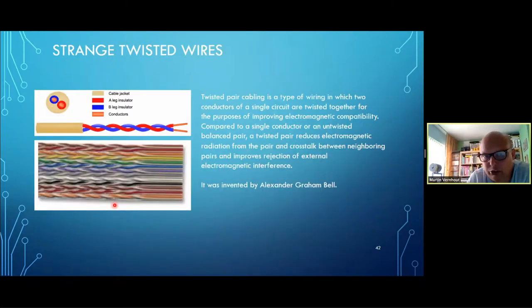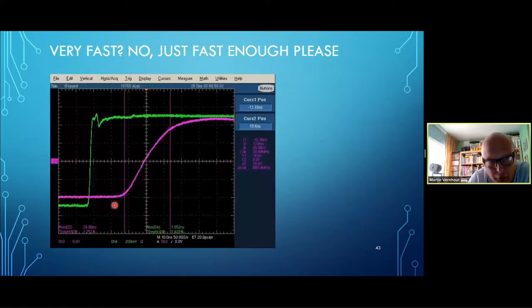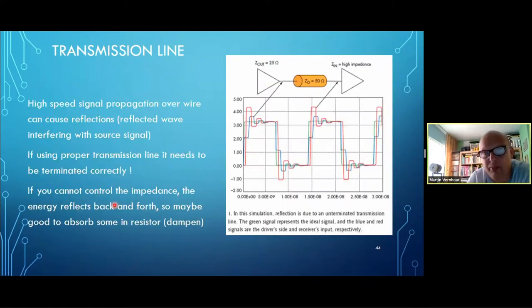You could use twisted wires. They are not strange at all. They actually were invented by Alexander Graham Bell a long time ago, and it's a very cheap solution to counteract the influence of magnetic fields. So very fast, no, just fast enough, please. Make it slow down. And we sometimes have problems with transmission line effects.